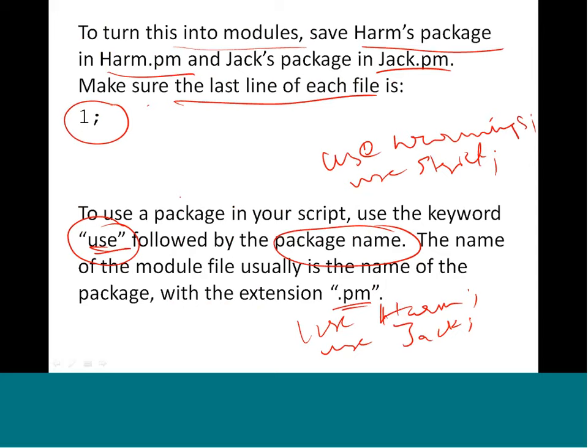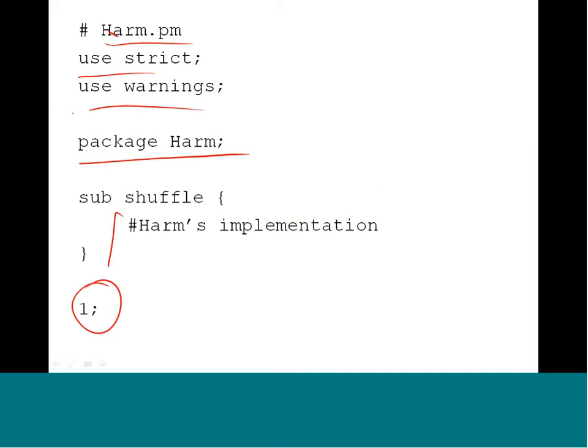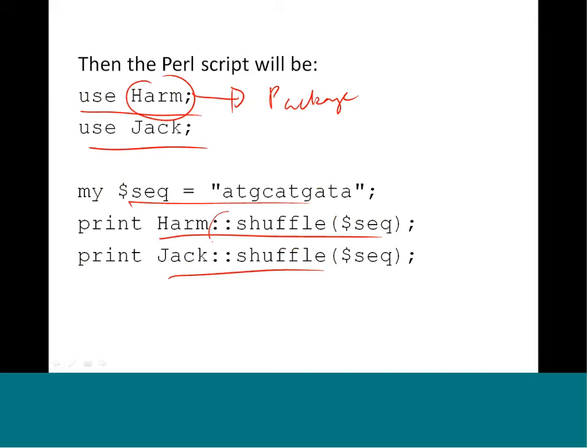But the package can be turned into modules by just using the one followed by a semicolon at the end of the program. The last line of the program should have this. And then if you want to use the package in the script, we use the keyword use followed by the package name, and we don't have to specify the extension PM here. So here is how we use it: we define the harm.pm with one semicolon, and then we use it inside the script. We give the keyword use harm to make sure that this package is exported.